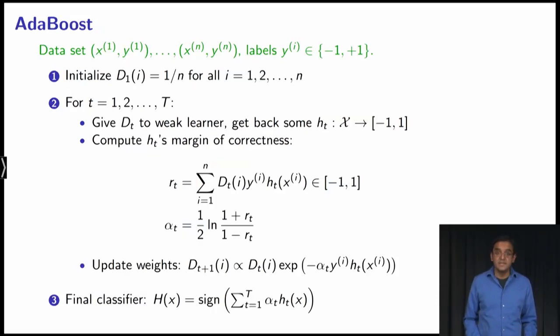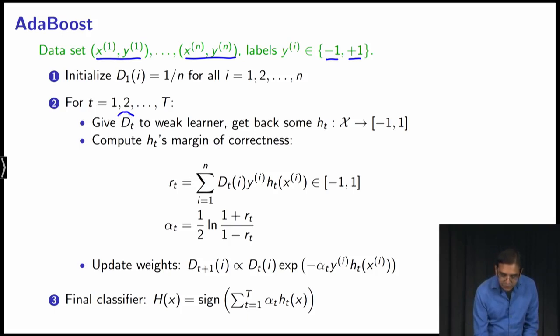Okay, so let's look at the algorithm more concretely now, the AdaBoost algorithm. As you can see, the whole thing fits on one slide. We have our data set, and let's say that the labels are all -1 or +1. At any given time, we're going to have a certain weighting of the data points. The weighting at time t is what we will be calling d sub t.